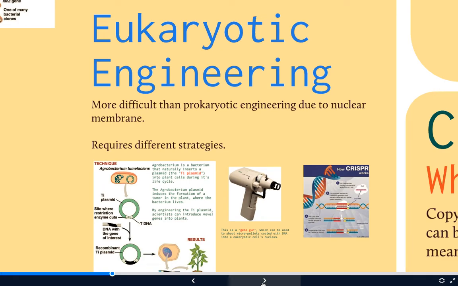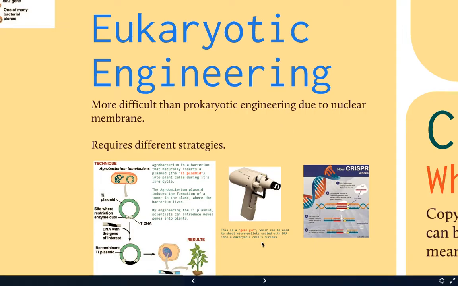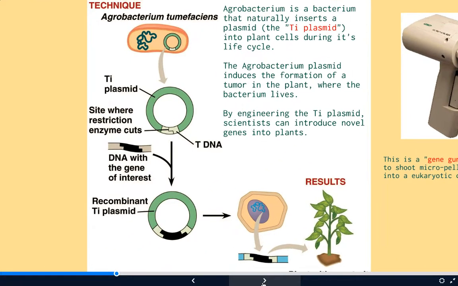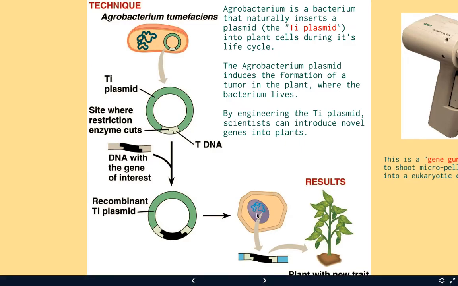So eukaryotic engineering is more difficult than making recombinant bacterial cells, right? This is because of the nuclear membrane. Any time you have to puncture a nuclear membrane, the odds are that you may be killing the cell. So there are a couple of techniques for it. We can use a bacterial cell as a vector for this. You can see the recombinant DNA, with our gene of interest down here, and then we can insert that into our plant genome, and you can get your results with that plant.